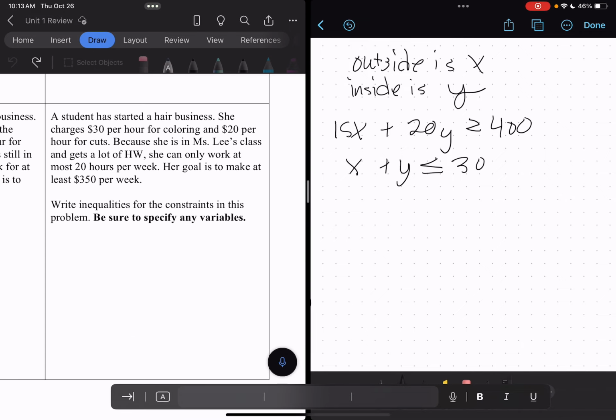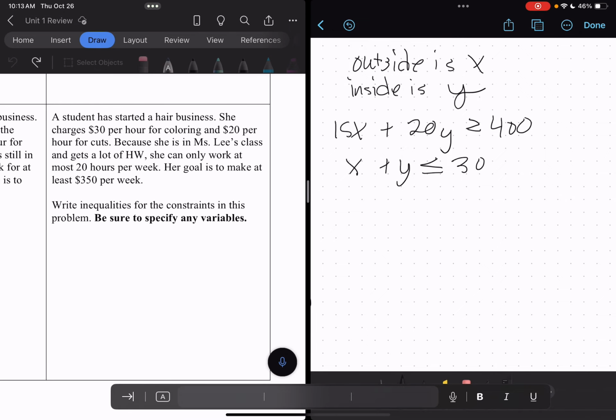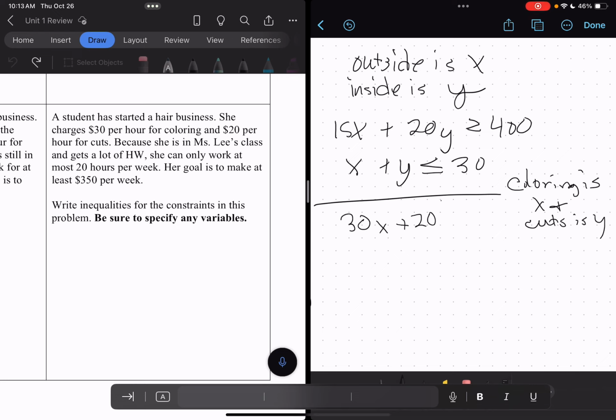All right, the next one, a student has started a hair business. She charges $30 per hour. So let's take a look at that. $30 per hour for coloring. So let's say coloring is X and cuts is Y. So 30X plus 20Y. And it says she has a lot of homework, so she can work at most 20 hours per week. So X plus Y has to be less than or equal to 20.